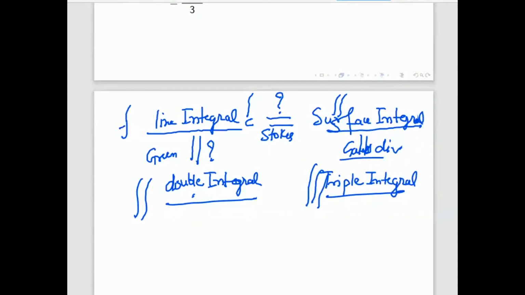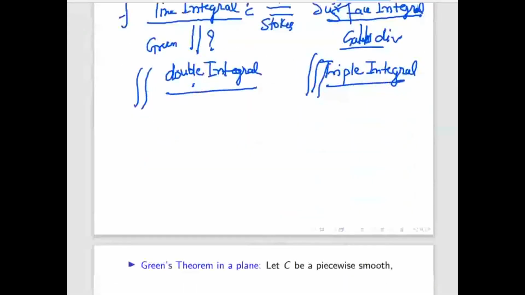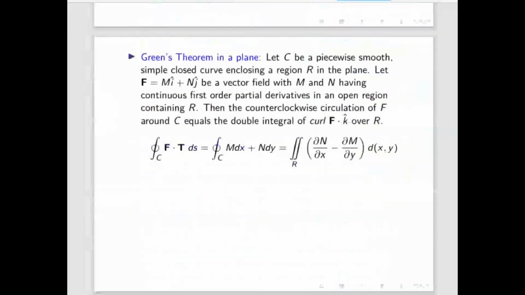First, what is the relation of the line integral with the double integral? That is called Green's theorem. That means we will see three theorems. So this is the statement of Green's theorem. Suppose C is a piecewise smooth closed curve. The curve must be closed.